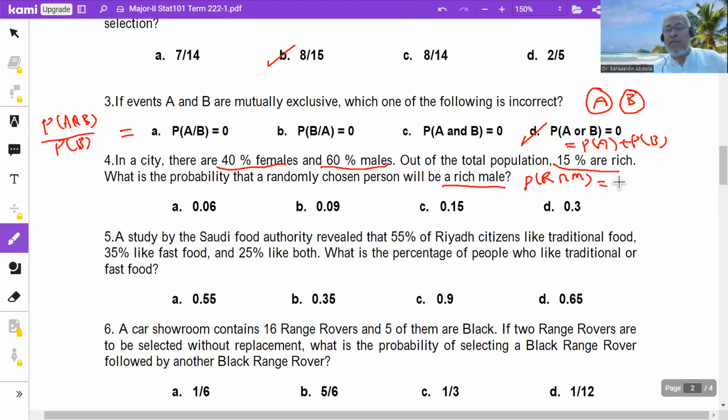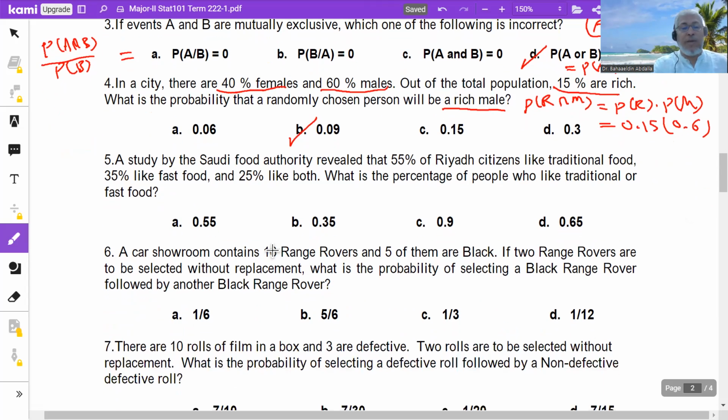So the probability of independent events, if R and M are independent, then the probability of the intersection would be probability of R times probability of M. Well, probability of rich R is 0.15 and probability of male is 0.6. And if you multiply these two by the calculator, you will find that the answer is 0.09.